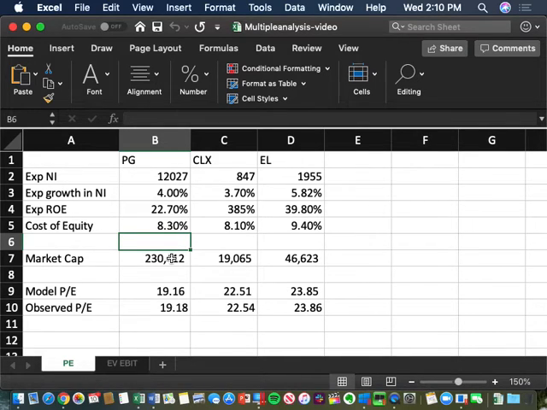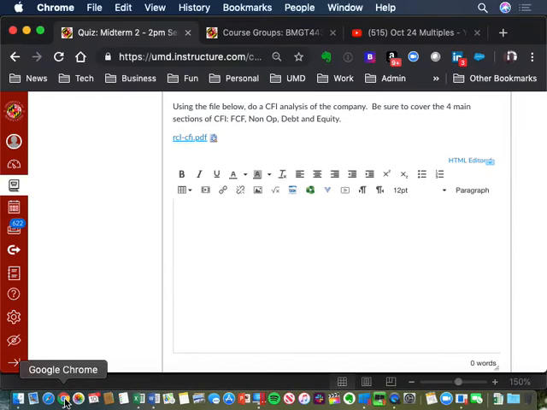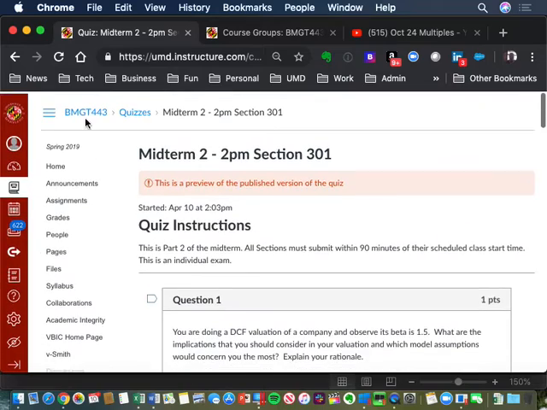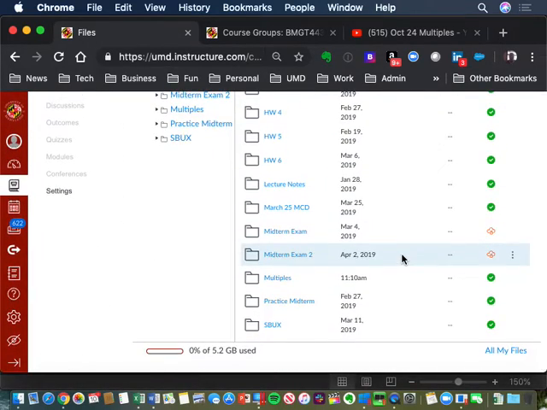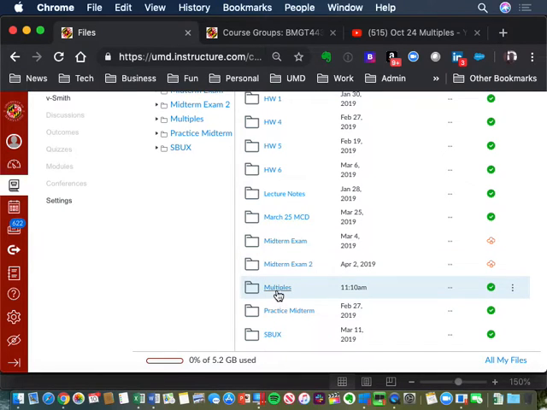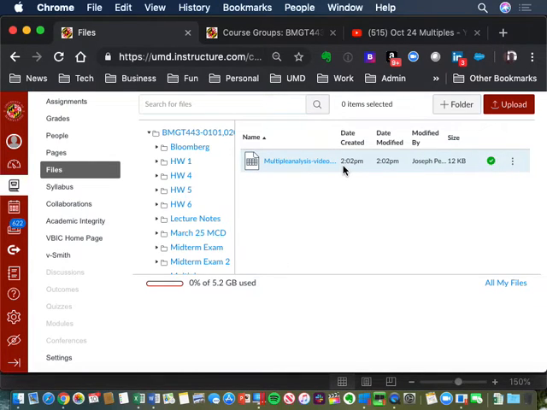So the key to multiples, as I talked about in the videos, yes? Do you have that file uploaded on? Yes, I did. Oh, sorry. This file is available in the files section of Bloomberg. Save you guys time, so you don't have to recreate it yourself. It's in a folder called multiples. And so that's the file that will match the video and help you do the assignment today. So thank you for pointing that out.